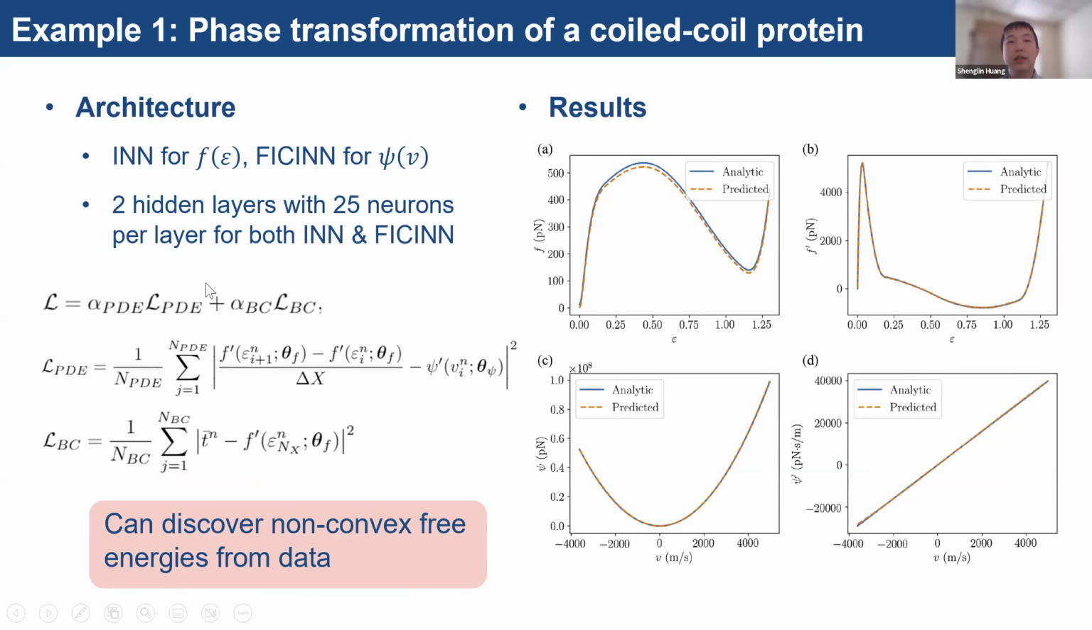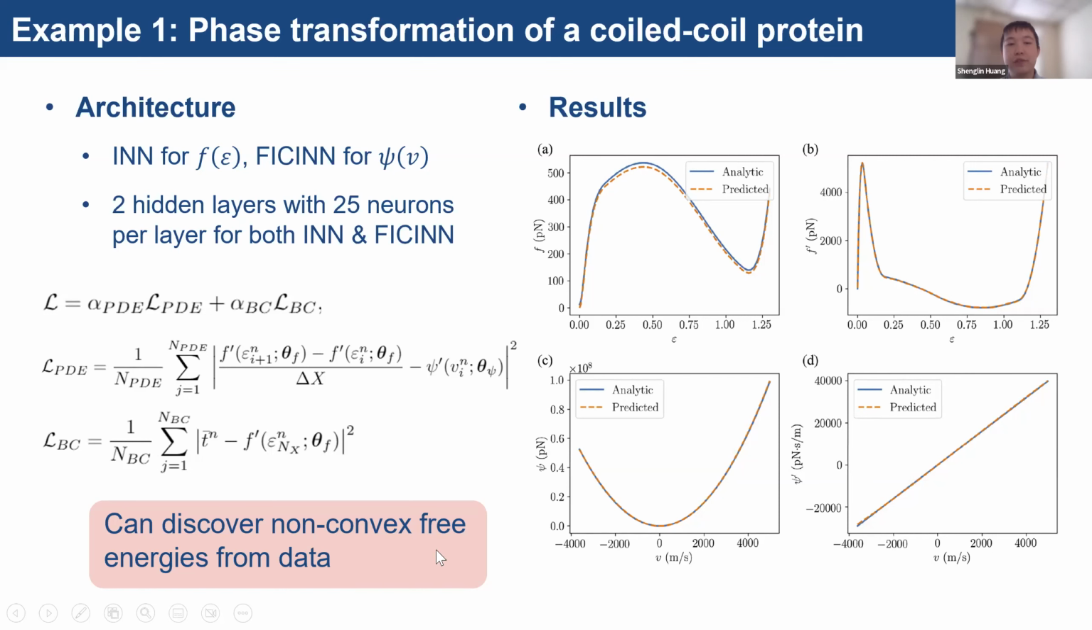So I use two neural nets to learn the structure, to learn the two functions. Each neural net has two hidden layers with 25 neurons per layer, and we construct the loss function based on the equation we learned. So here is the result. This is the free energy and its derivative, and the dissipation potential and its derivative.